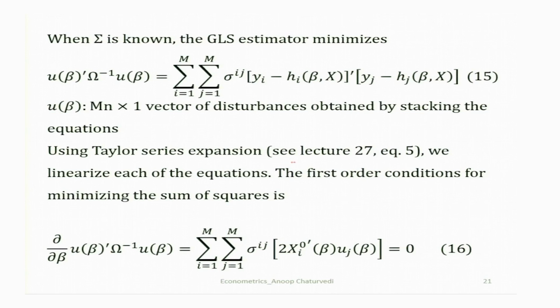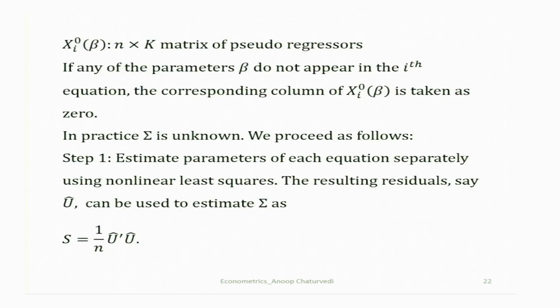Then just like what we did in lecture 27, for the single equation we use the Taylor series expansion and then we obtain the first order conditions for minimizing the sum of squares. So, we differentiate u(β)ᵀ Ω⁻¹ u(β) with respect to β and then we obtain this equation: summation over i and j of σ^{ij}, twice X_i⁰(β)ᵀ u_j(β) equal to 0. So, we are following the same steps which we have followed in lecture 27. Then X_i⁰(β) is an n × k matrix of pseudo regressors. We defined similar kind of pseudo regressors in lecture 27 also. If any of the parameters β do not appear in the ith equation, then the corresponding column of X_i⁰(β) is taken as 0.